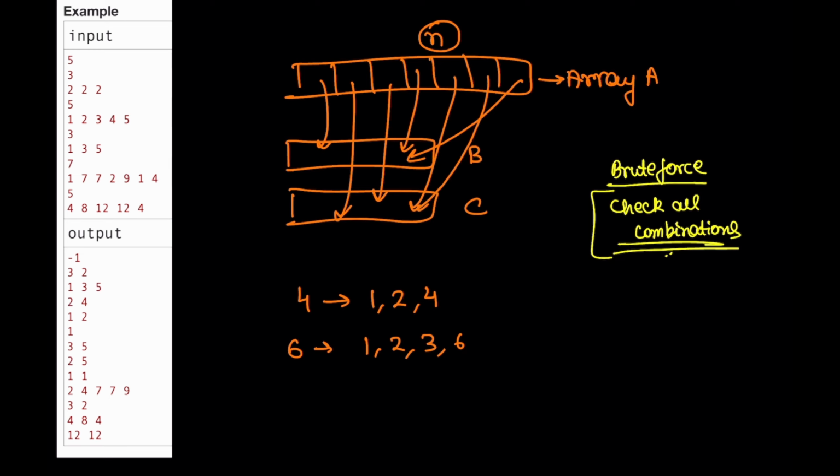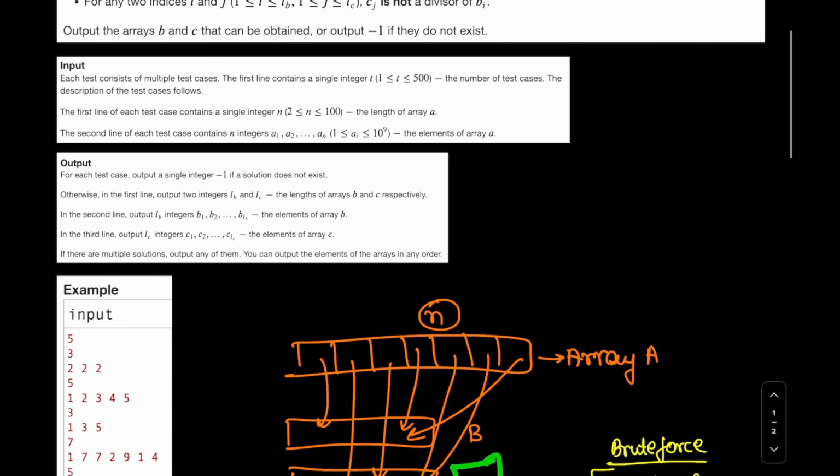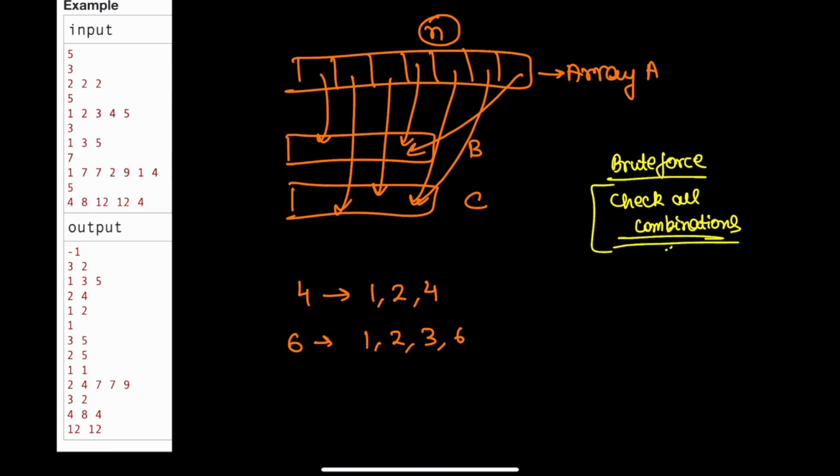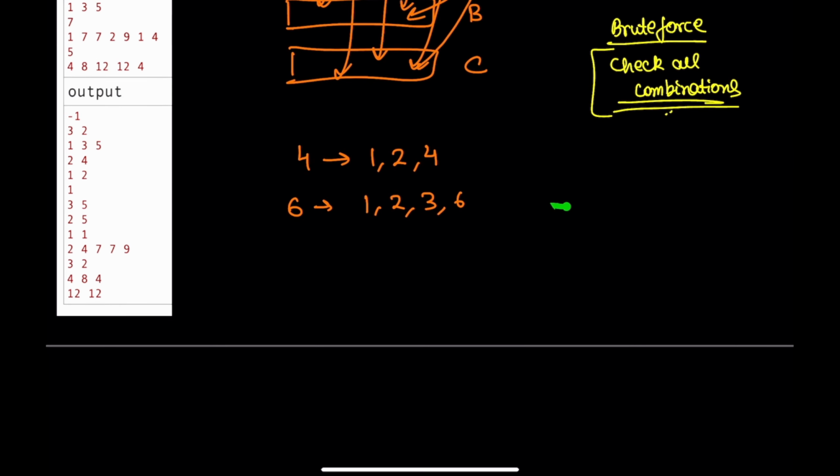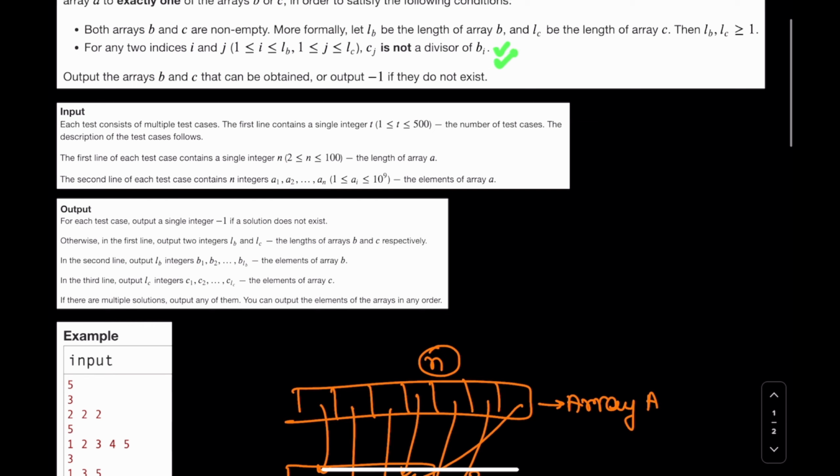So what we are going to do is we'll push the smallest element in the B array and all the other elements will go into the C array. Now this condition is always going to be true because a bigger element can never divide a smaller element. Like 7 cannot be a divisor of 4. That's why this condition will always hold.